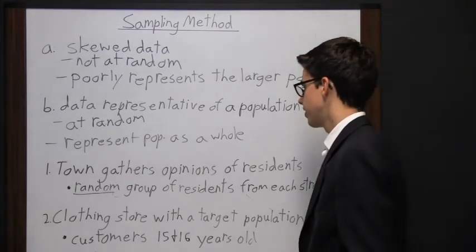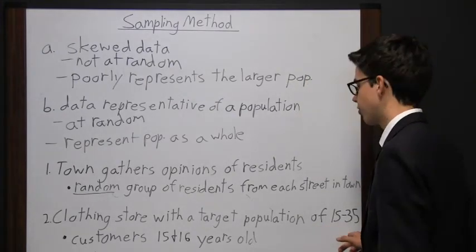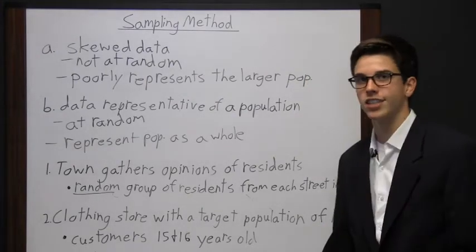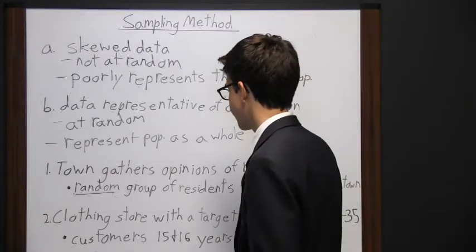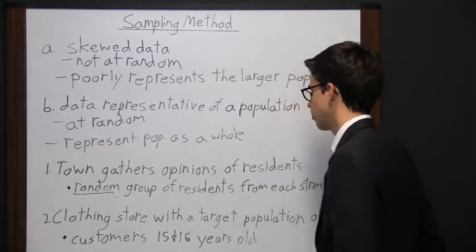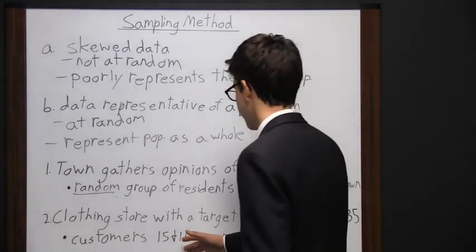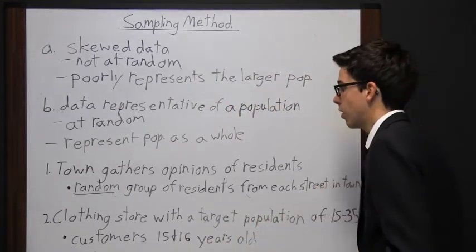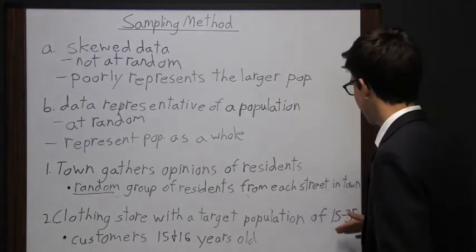Now the second scenario is a clothing store that has a target population of people ages 15 to 35. And so it wants to get an idea of the opinions of its customers, and so it interviews or surveys customers that are 15 and 16 years old. And so they may have just picked these 15 and 16-year-old customers at random, so they may have gotten the random part right.